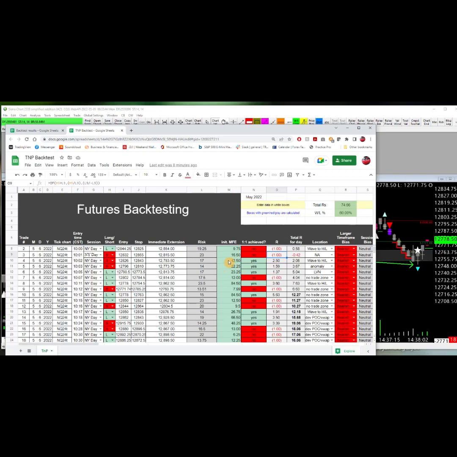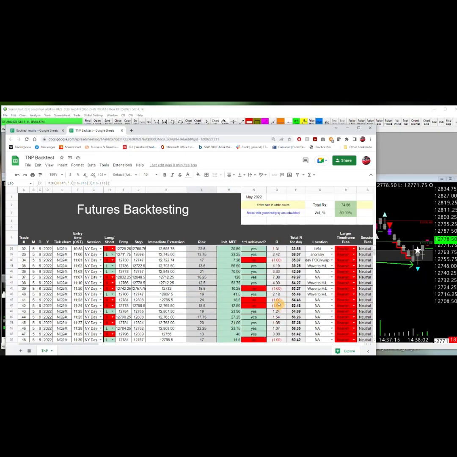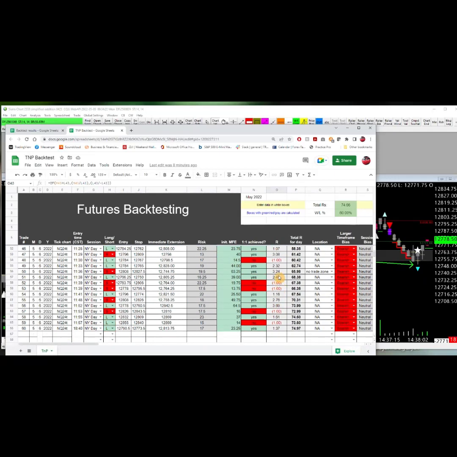When it does make it to 1-to-1, if the MFE is further than 1-to-1, rather than just being a +1, you're going to see a multiple. So in this case, if I would have held the trade for the entire period where it was working, I could have made 2.5 times my risk. And here's one that was more than 5.5 times my risk, making more than 84 points on a 15-point stop. So again, it's important for me to see how many of these are above 2, how many of these are above 4, how many of these are above 5, right? Are there any that are above 10?